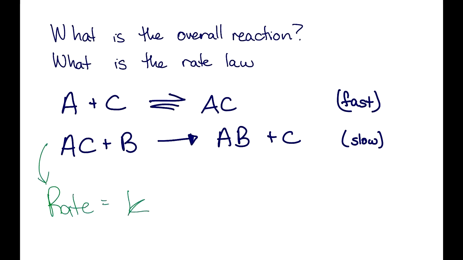So rate equals K2 times AC concentration times B concentration. What's the matter with that? You can't have AC because that's an intermediate. You never actually add it to the reaction, all right? So we can't have that.